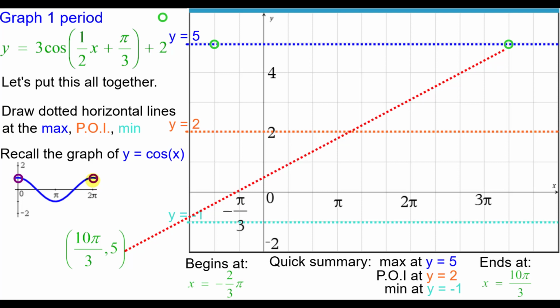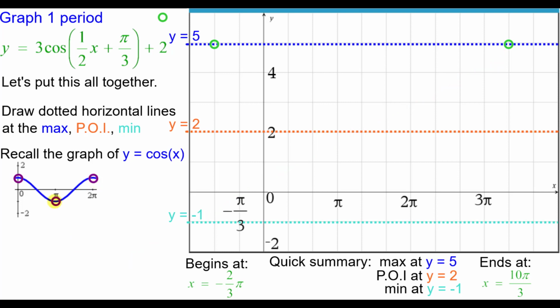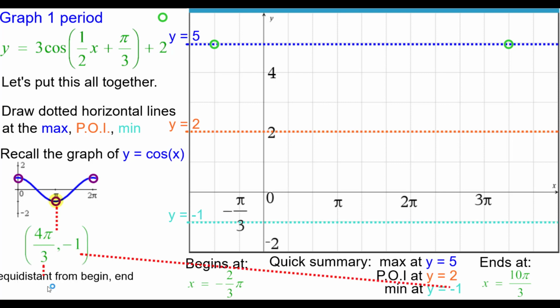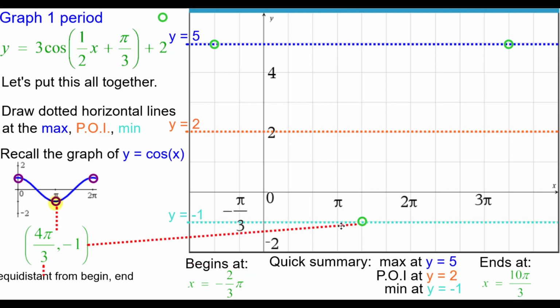Halfway between those two max points is a min, normally at pi, negative 1. So we need to go halfway between these 2 points right here. And that turns out to be at 4 pi over 3. And then the minimum is still at negative 1. So 4/3 pi, negative 1. And you can see that kind of makes a V, looks like halfway between.